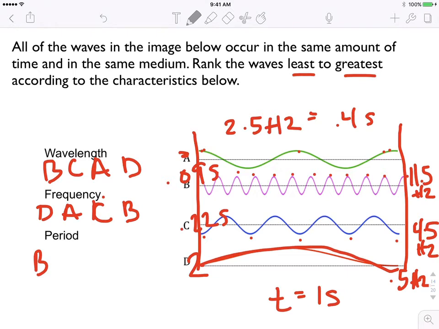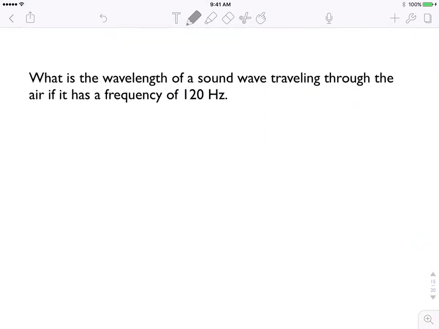And that's obvious, right? Look at how close they are, they don't have much distance to go. And then from 0.09, I would say that 0.22 is the next step up. So that would give us C. And then we have 0.4 seconds, which would give us A. And then D will take the most amount of time. It will take 2 seconds for one complete wavelength to pass. All right, there you go. Good job.